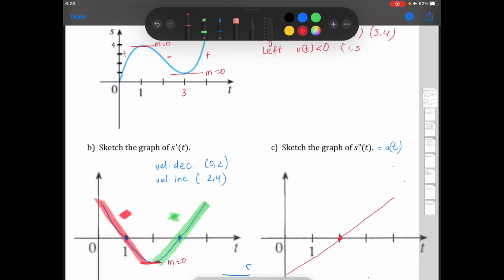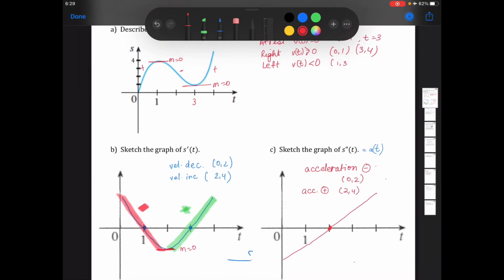So velocity is decreasing, or not velocity, acceleration is negative from 0 to 2, and acceleration is increasing or positive from 2 to 4, right? That's how you would sketch these.